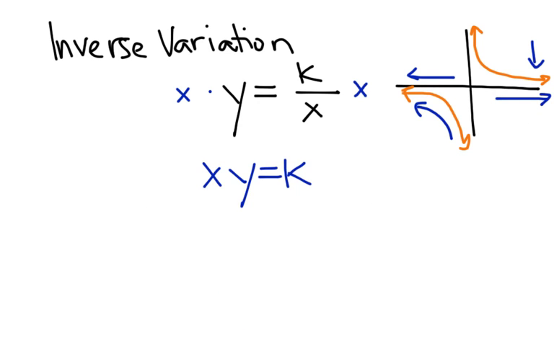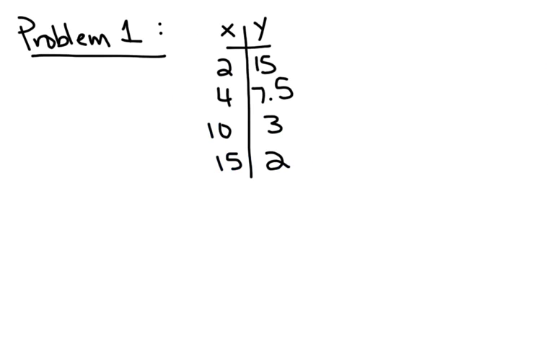So let's do a problem where we're going to determine whether a table of data is direct variation, inverse variation, or possibly neither. And I'm also going to discuss how you can graph an equation or graph points on a calculator and determine which type of variation it might be. In problem 1, I'm given this table of data, 2, 15, 4, 7.5, 10, 3, and 15, 2. And we want to determine if the relationship between the variables is direct variation, inverse variation, or neither. If it is direct or inverse variation, we want to write a function to model it.